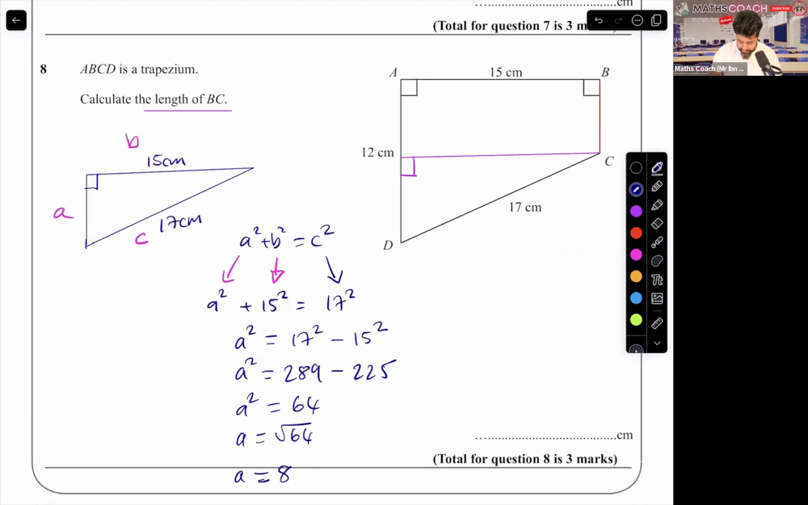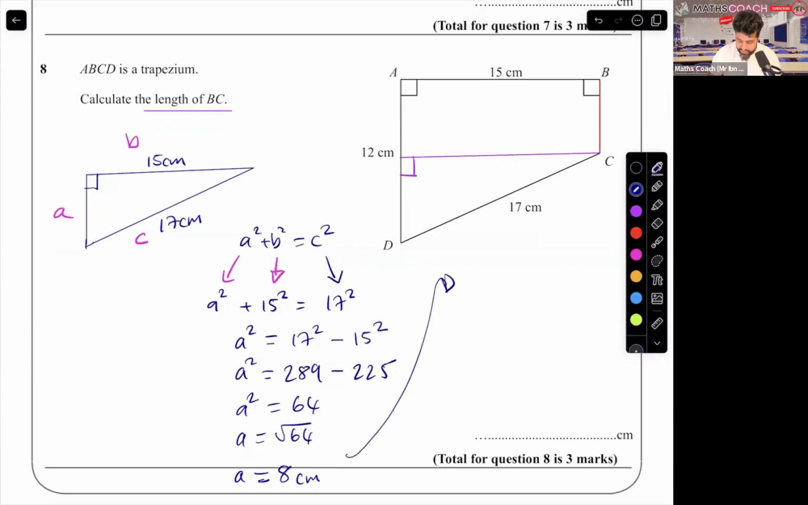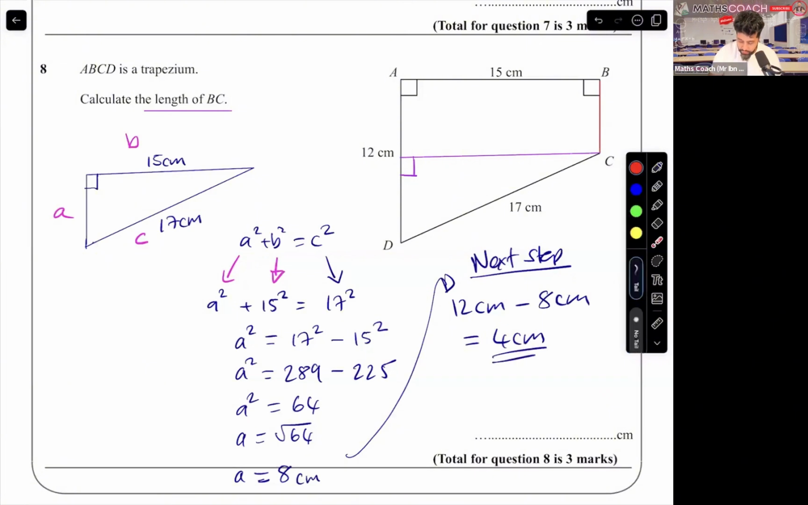Now, what was 8? Well, let's do 8 centimeters. 8 centimeters was this length right there. So this is 8 centimeters. Therefore, this is 8 centimeters. But we were doing this so that we can take it away from this entire 12 centimeters. So the next step is 12 centimeters take away the 8 centimeters, and that gives us 4 centimeters. So this is 4 centimeters, and therefore B to C is also 4 centimeters. So we write B to C is equal to 4 centimeters. And that is your answer.